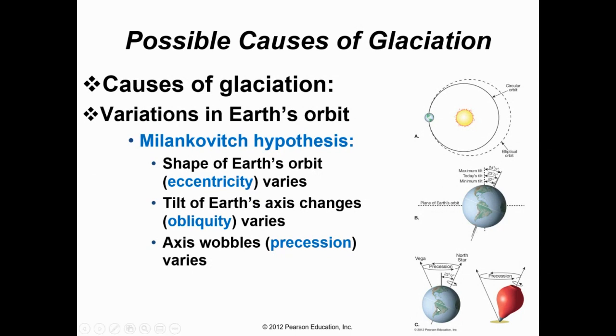Then the last process is called precession, also referred to as wobble, because that's kind of what you're seeing here. So wobble, or precession, takes into effect both obliquity and eccentricity.